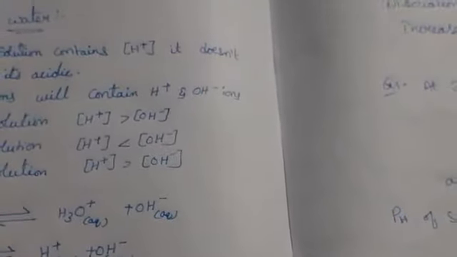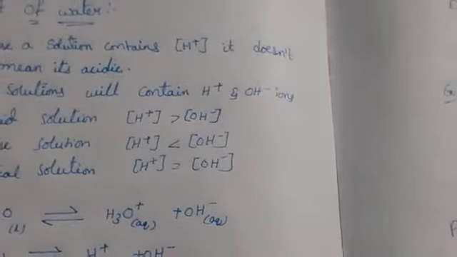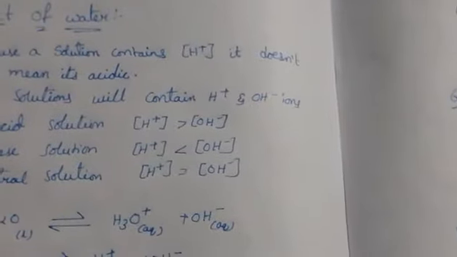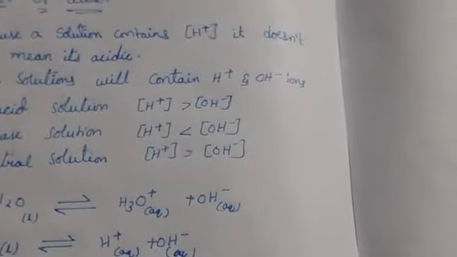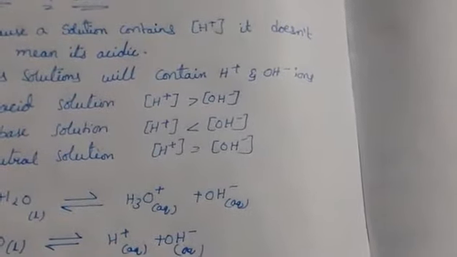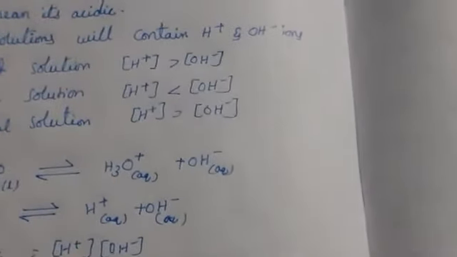I have told you the Arrhenius theory, Lewis acid-base theory and Bronsted-Lowry acid-base theory, and what is an acid and what is a base. According to Arrhenius, the donation of H plus ions we call an acid, the donation of OH minus we call a base. In Bronsted-Lowry theory, the acceptance of H plus in presence of water we call an acid, and donation of H plus ions in presence of water we call a base.